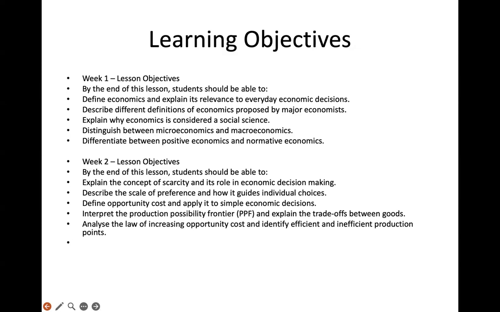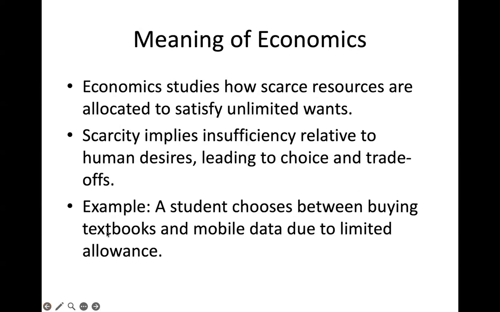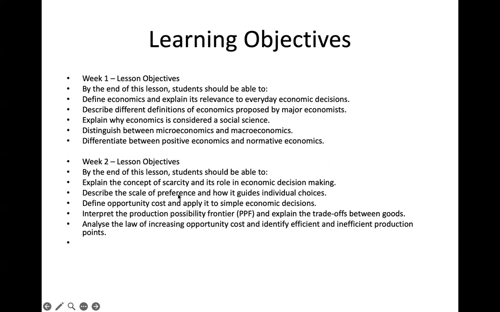Describe the scale of preference and how it guides individuals' choices. Then you should be able to define opportunity cost and apply it to simple economic decisions. And also to be able to interpret the production possibility frontier and explain the trade-off between goods. Then lastly, to analyze the law of increasing opportunity cost and identify efficient and inefficient production points.